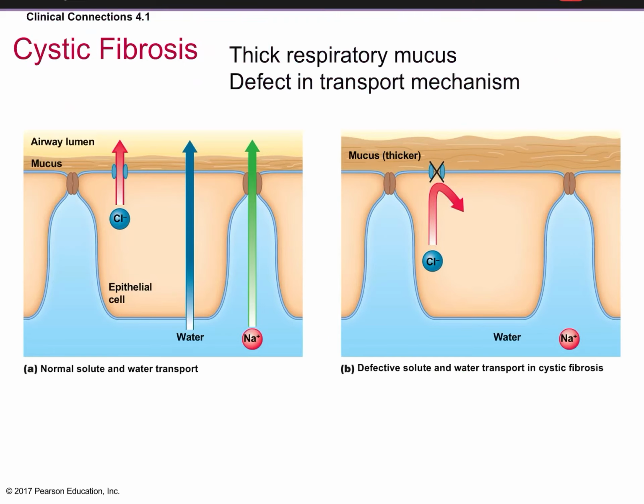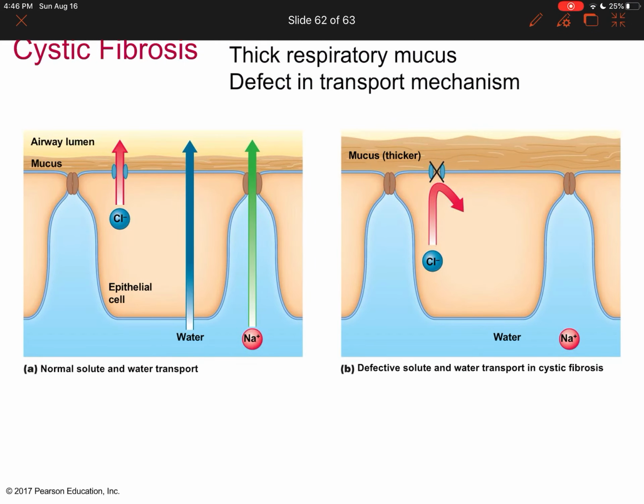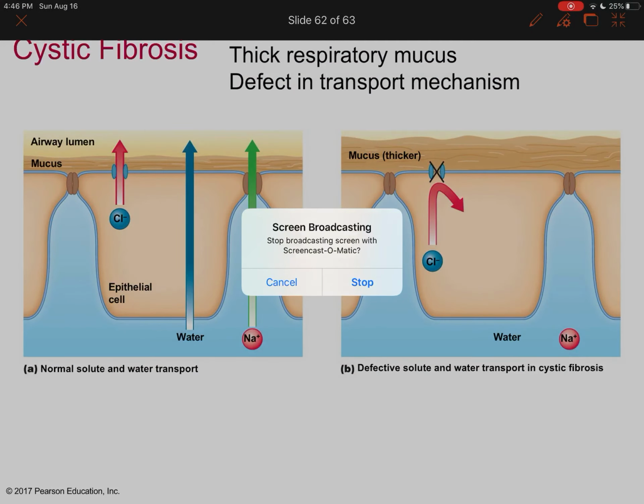All right, so this is just a quick look at cystic fibrosis. Epithelium does not transport enough solutes into the interstitial fluid because there's a defect in the sodium channel.